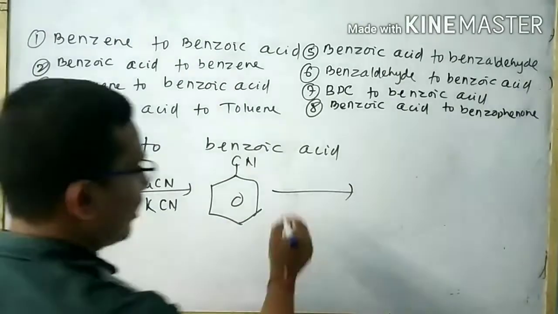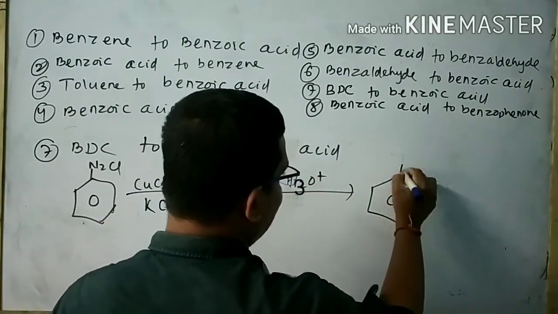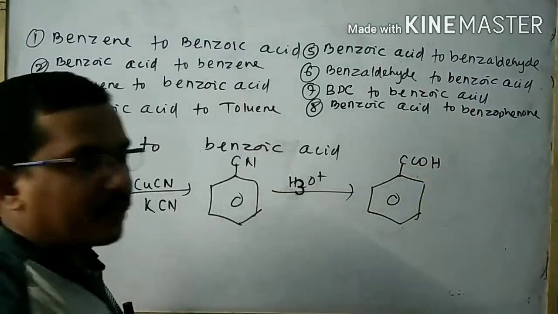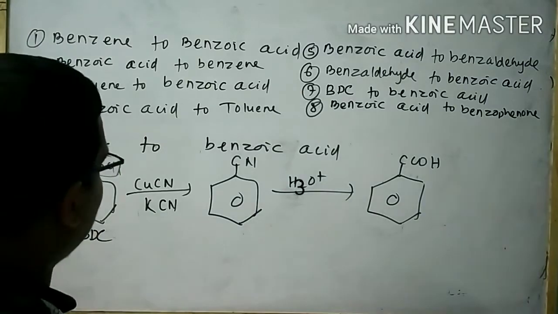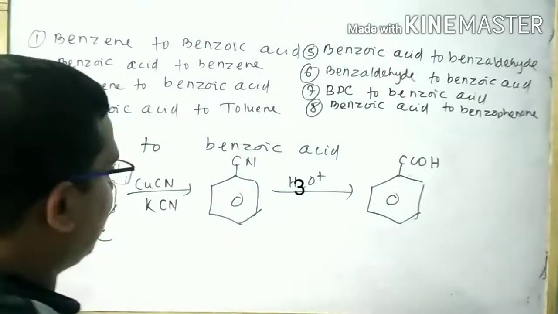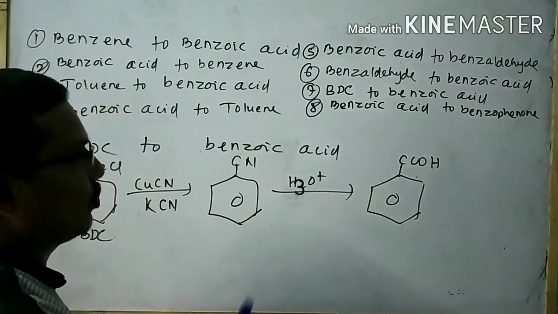Cyanobenzene undergoes acid hydrolysis, gives benzoic acid. Now I will repeat: BDC reaction with CuCN in the presence of KCN gives cyanobenzene, and cyanobenzene undergoes acid hydrolysis, benzoic acid is formed.